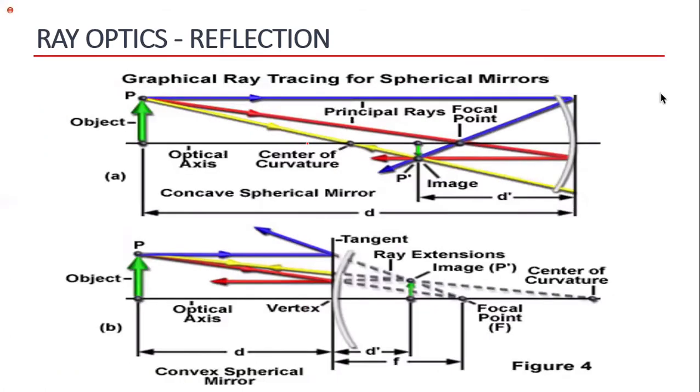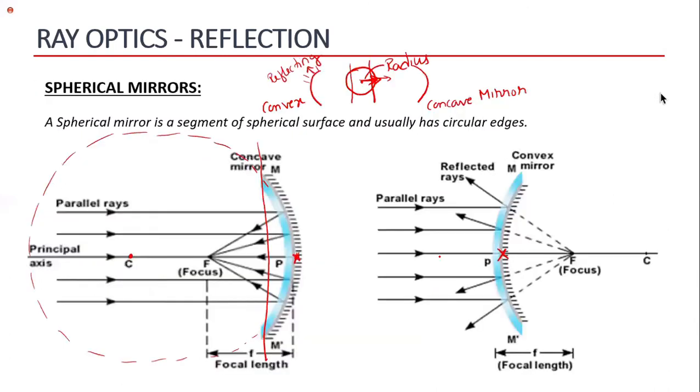Now, okay, this is little different. I'll go to this. Now here, see, your rays are coming parallel to principal axis. Whenever the rays are coming parallel to principal axis, all the rays will go through your focal point.